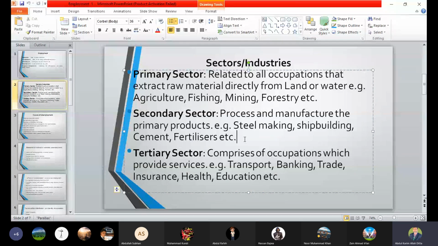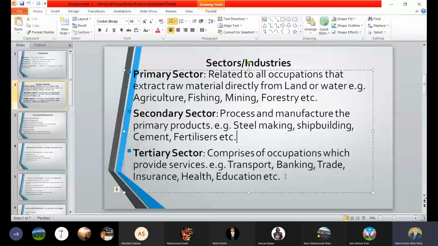Tertiary industry, in which we have the occupations which provide services: banking, transport, trade, insurance, health, education. We have transport, telecommunication. Repairing of so many things. Providing services, installing internet service, electricity supply.